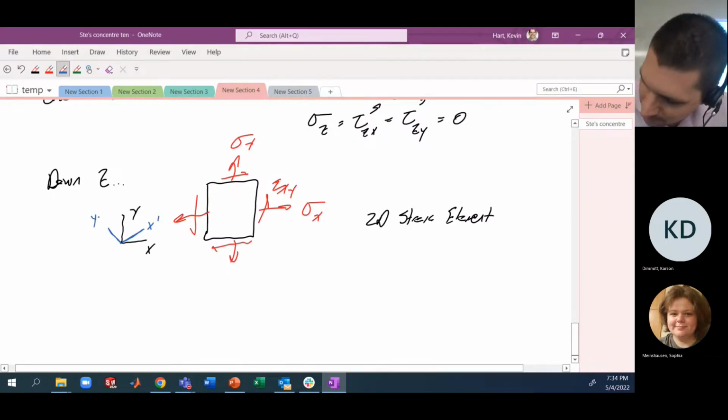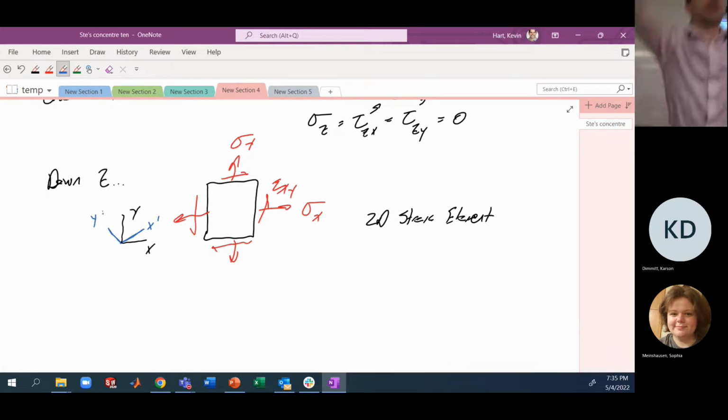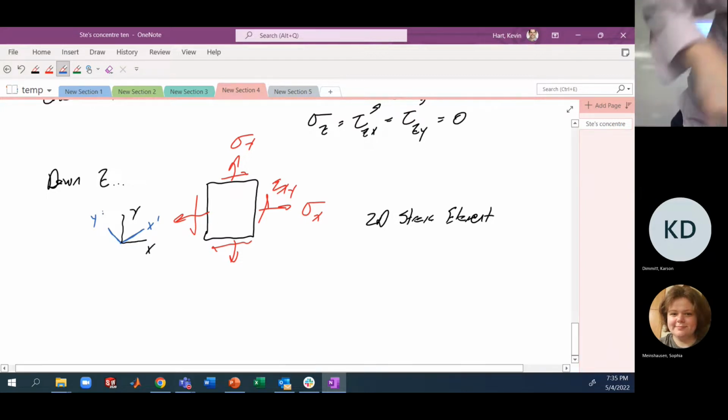coordinate system. But I thought I plugged this in. Oh no, I just plugged in mine. Can you hook a brother up? Okay.